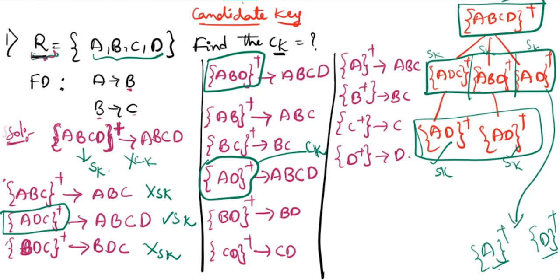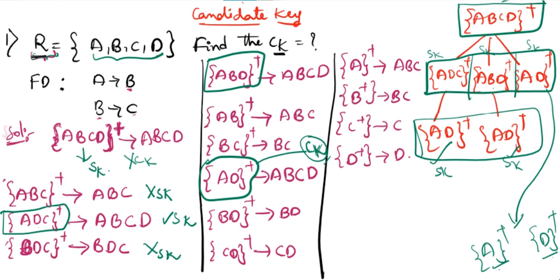So why am I saying this super key is a candidate key? Because this super key's subsets are not super keys. That's why it is a candidate key. This is the traditional way of finding the candidate key. Candidate key means it is also a super key, but this super key's subsets are not super keys. So that type of super keys are called candidate keys.